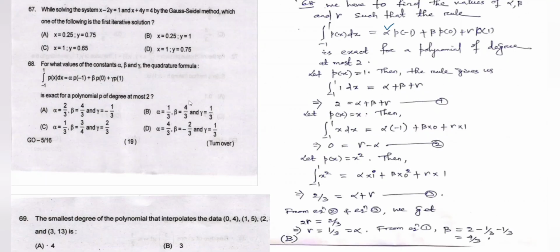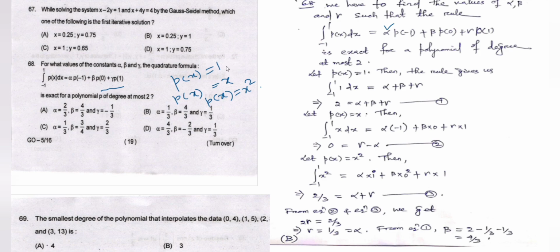In question number 68, a quadrature formula is given to us. We have to find the values of the constants alpha, beta, gamma, for which the formula is exact for a polynomial p of degree at most 2. So here you can see the polynomial must be of degree at most 2. So we can take p of x equal to 1, p of x equal to x, or p of x equal to x square.